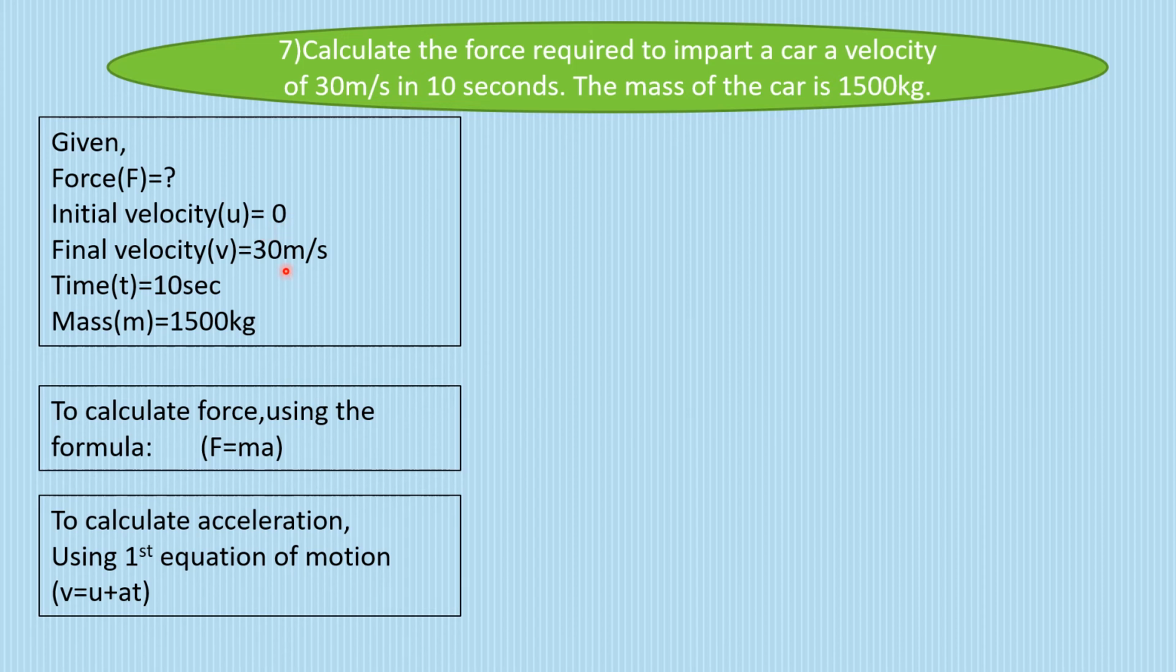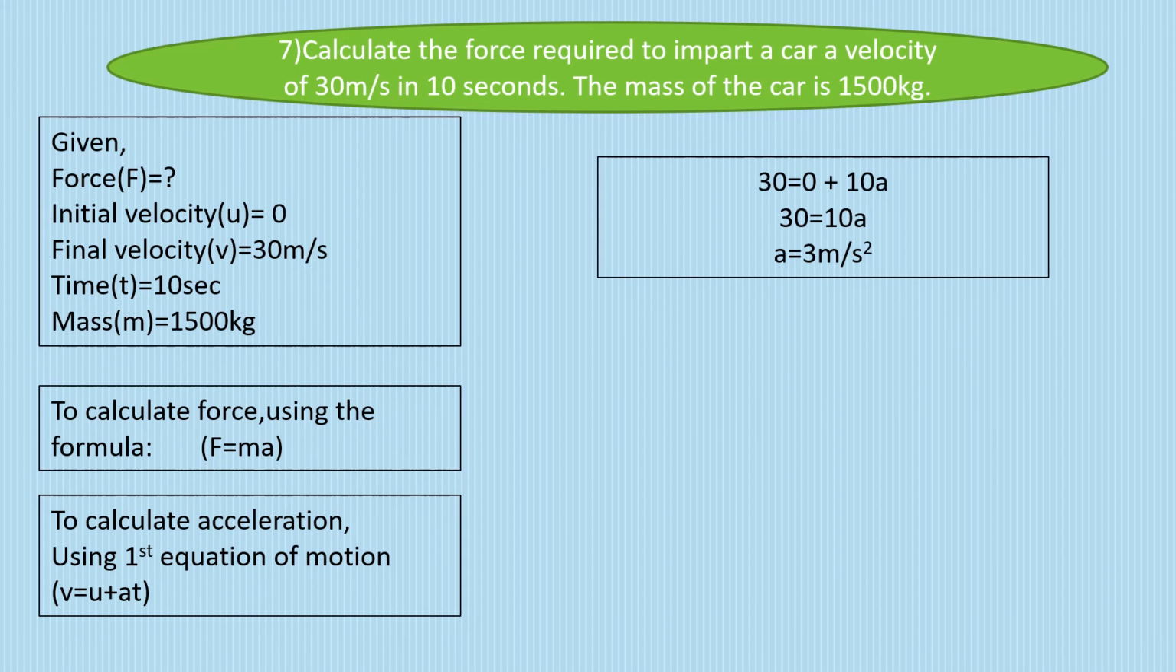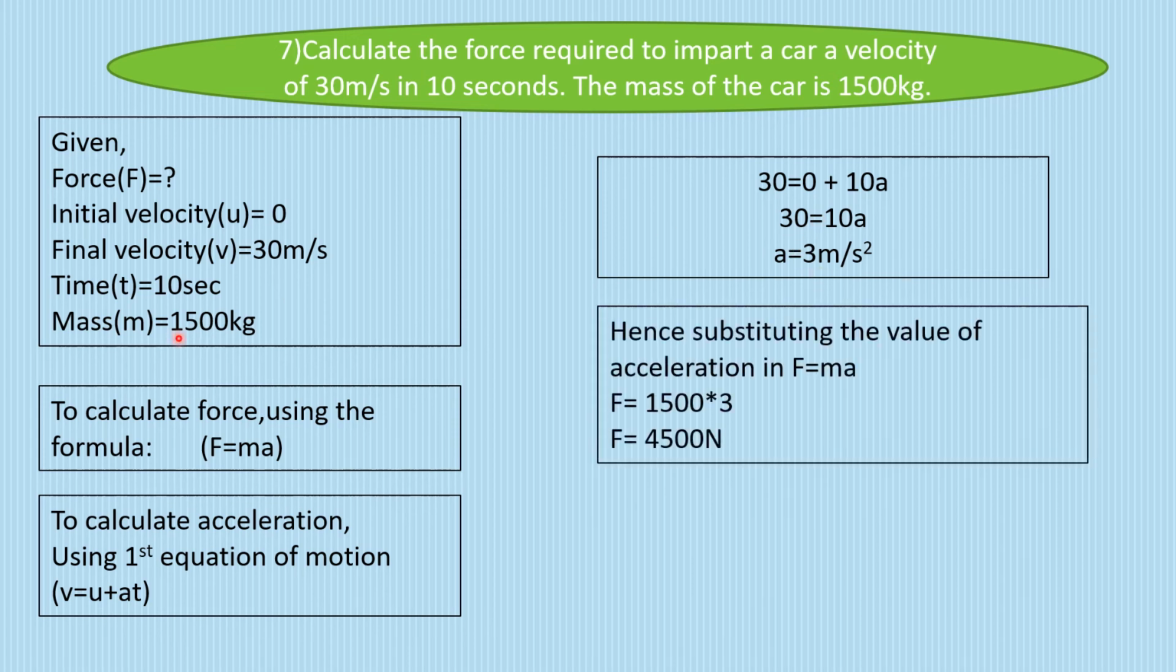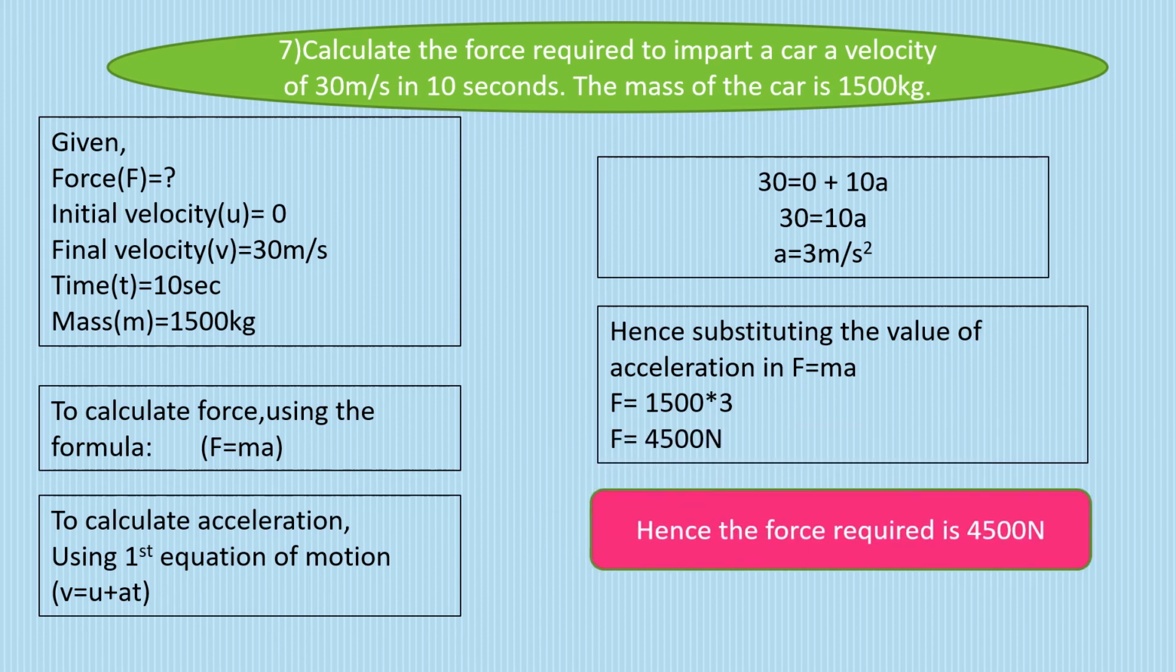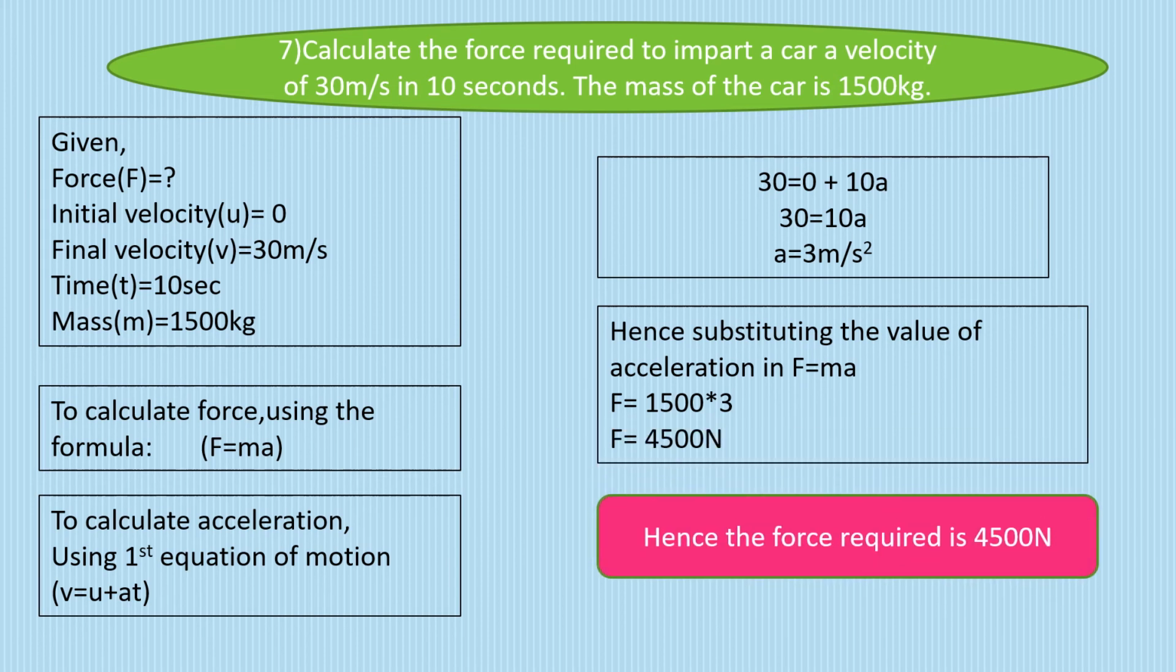So we have initial, we have final, we have time. We'll use the first equation of motion. Substitute the values. So 30 is equal to 0 plus a into 10. Okay, so acceleration comes out to 3 meter per second square. Acceleration has come, mass is given, we will directly substitute in the formula of force. The answer is 4500 Newton. So the force required is 4500 Newton.